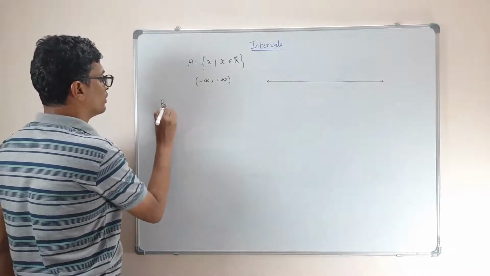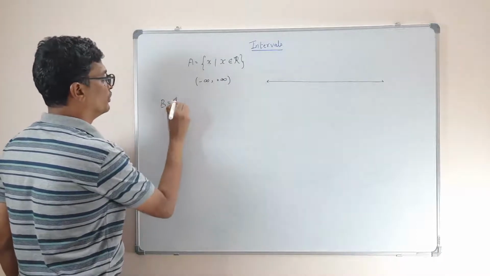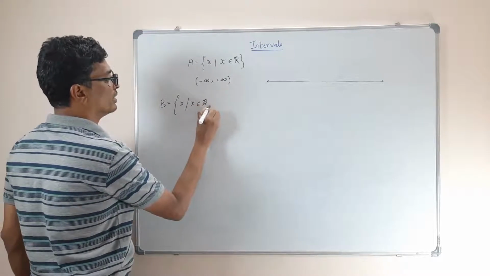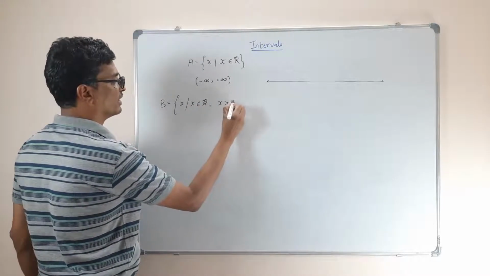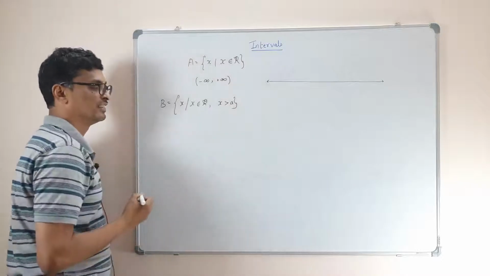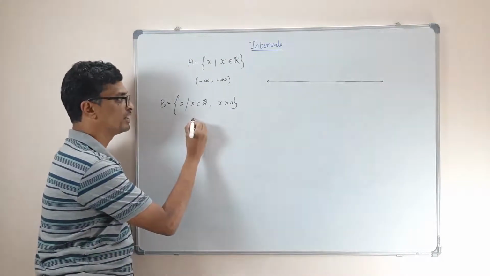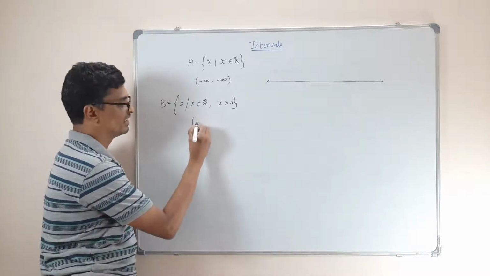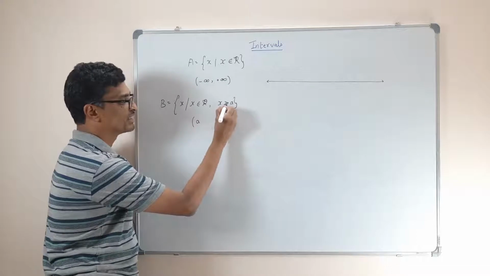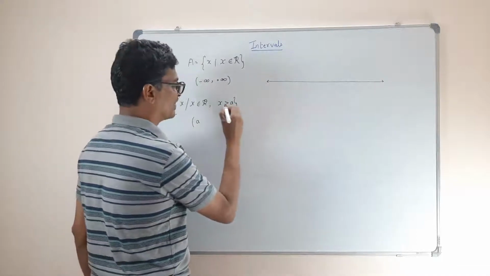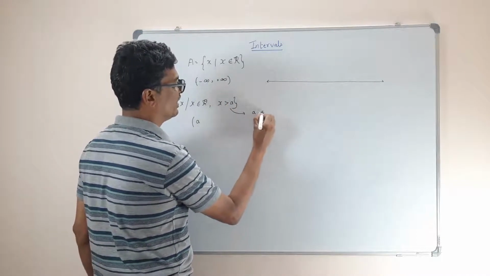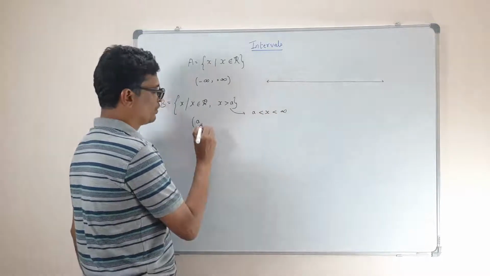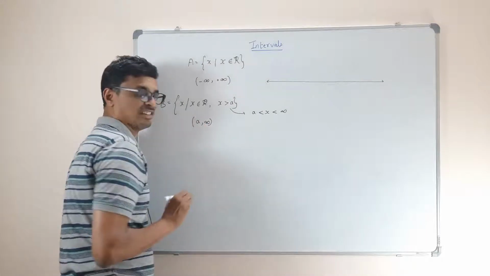So B, which is x, where x is an element of R and x is greater than A, up to infinity. So what will be? Tell me. x is greater than A, right? So A to infinity. Right? The same thing, no? Because you can write it as x is greater than A, up to infinity. Am I right? So this will be A, comma, infinity.